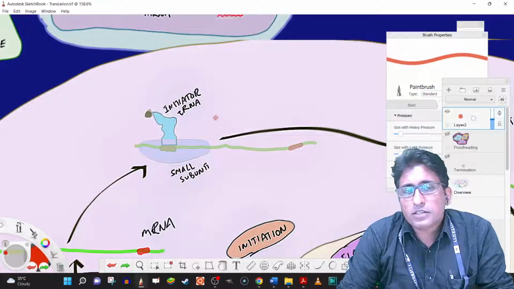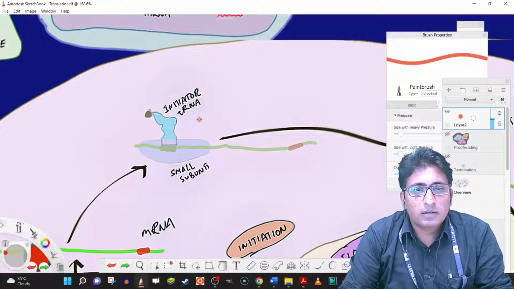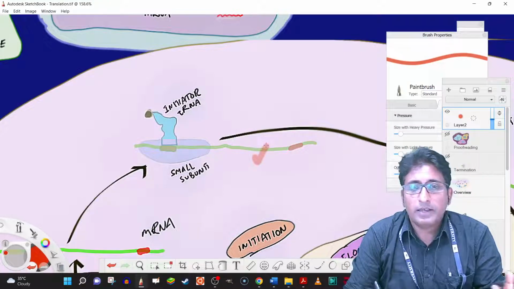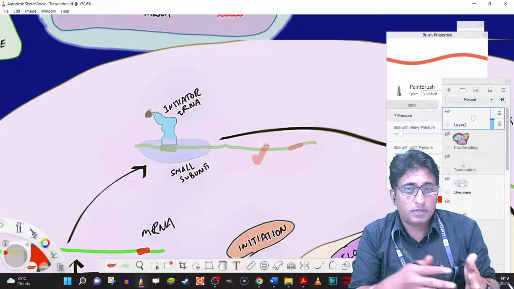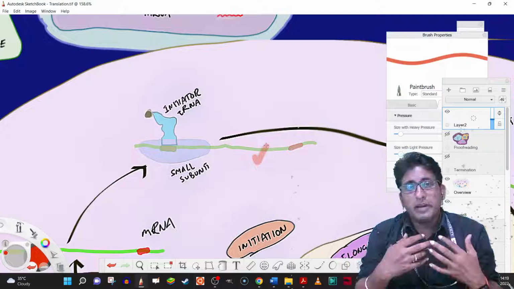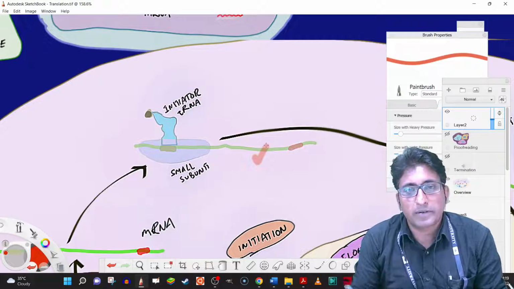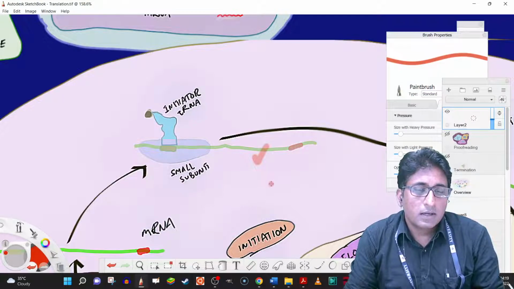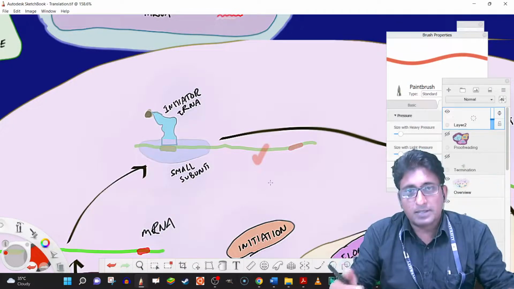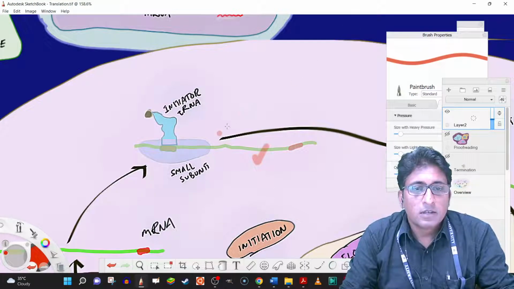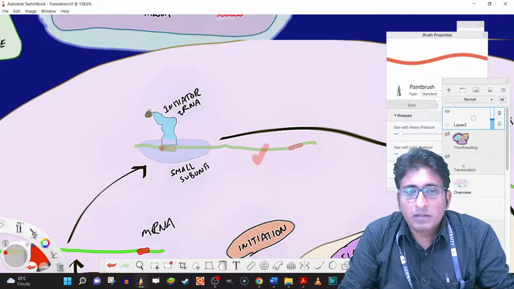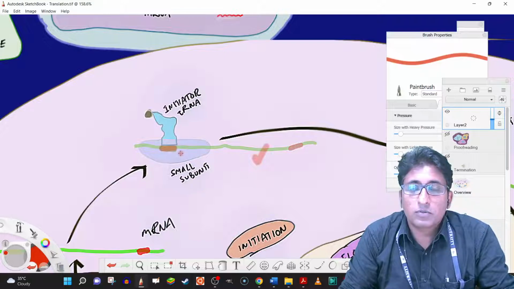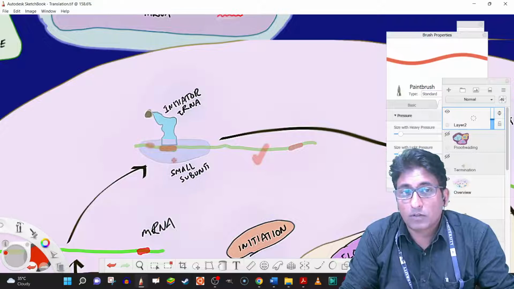So the initiation would require that there is an mRNA, and the mRNA should be translated. That means the open reading frame that is present in the mRNA should be read, and the reading is done by the ribosome, and what brings in the amino acids are the tRNAs. So the recognition of mRNA is something important. So the ribosome binding site should be there, and there should be the start codon.